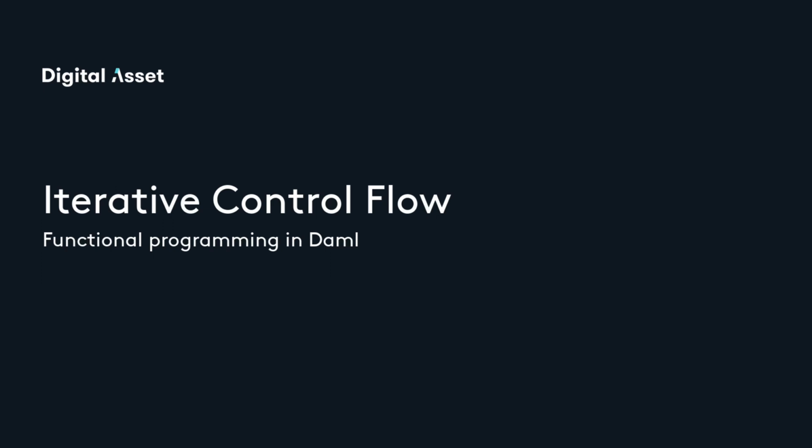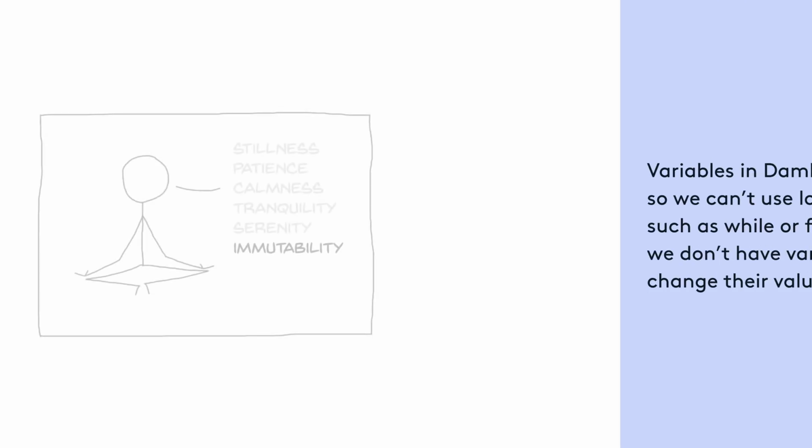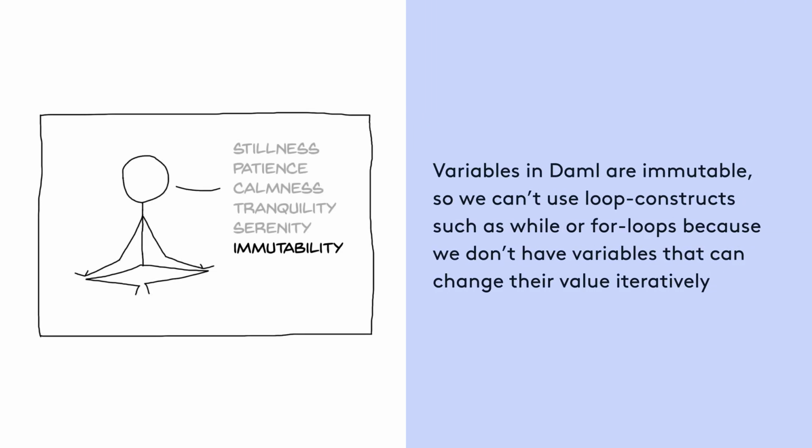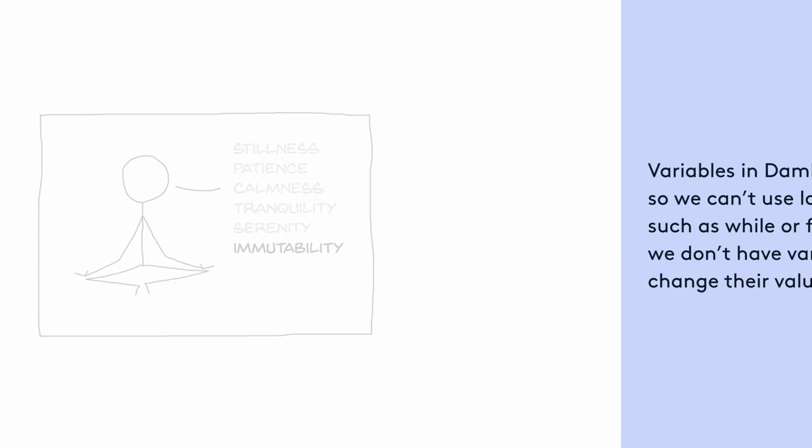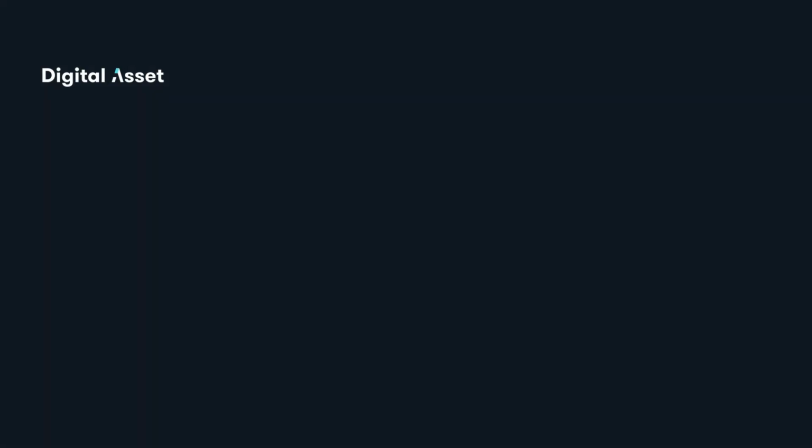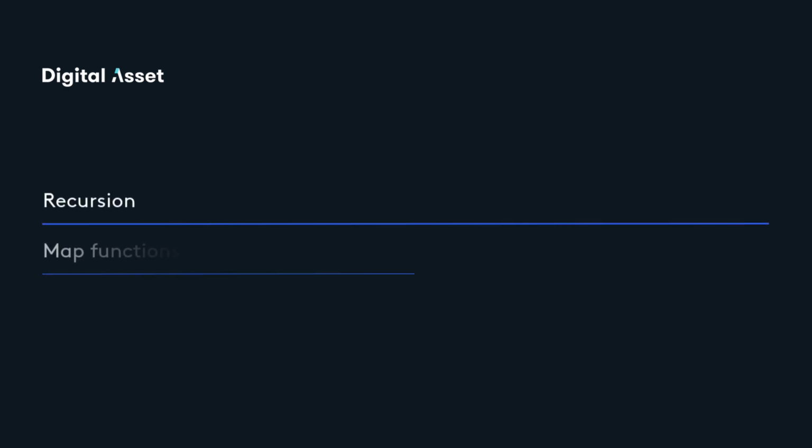There's an important difference between the loops you may have seen in other languages and what we have in DAML. Variables in DAML are immutable, so we can't use loop constructs such as a while or for loop because we don't have variables that can change their value iteratively. We're going to look at 3 ways you can perform iterations in DAML using recursion, map functions, and finally the use of folds.